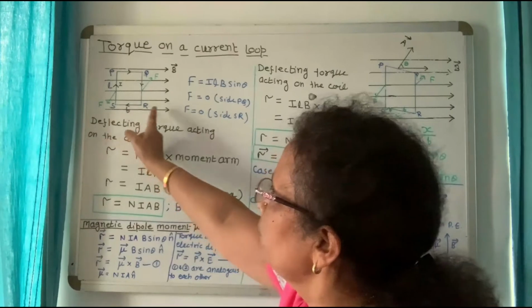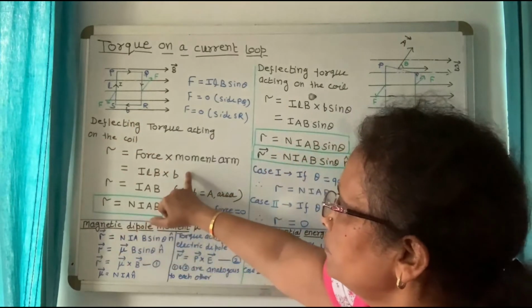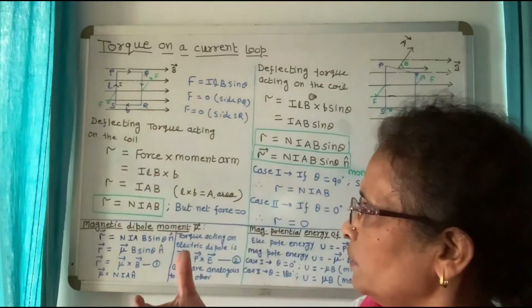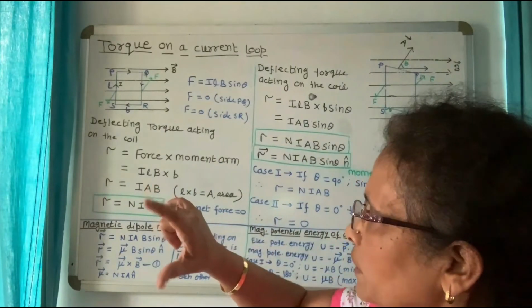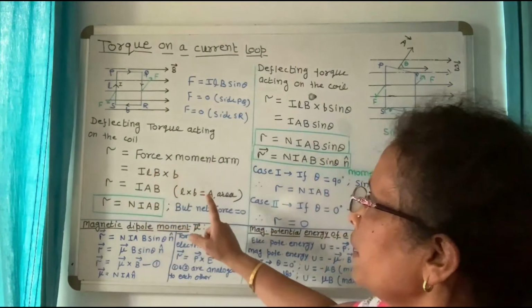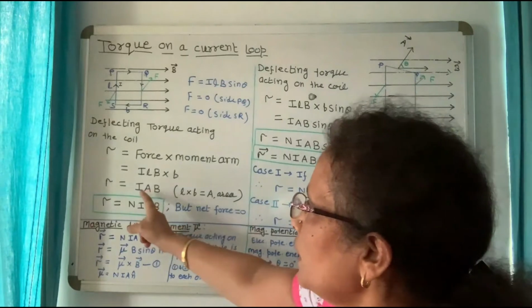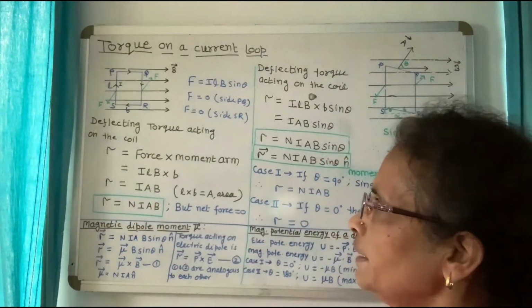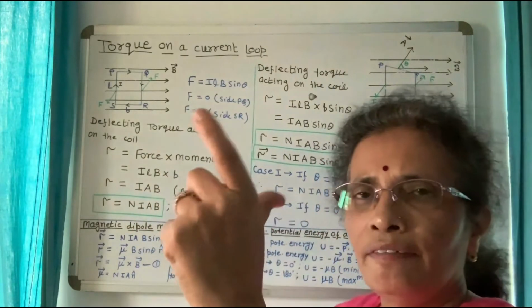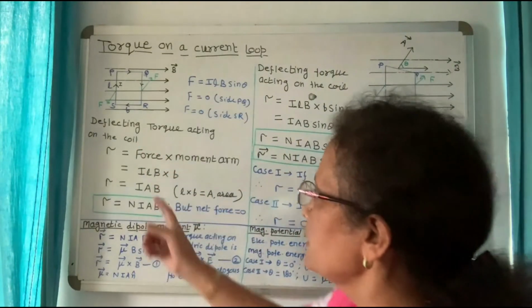The moment arm is the perpendicular distance between the two forces, which is equal to small b, the breadth of the coil. L is the length of the coil. So length into breadth is the area of the coil. So it is equal to IAB, which is the deflecting torque. So the coil will get deflected for a single turn.